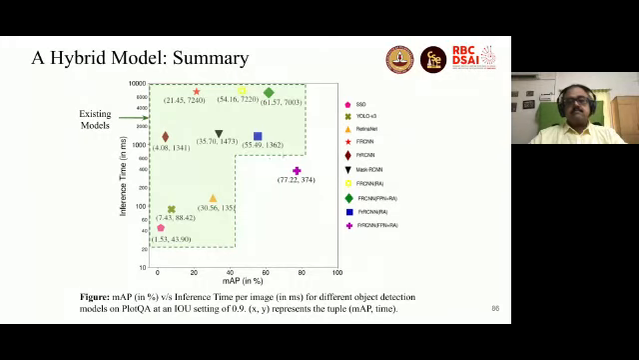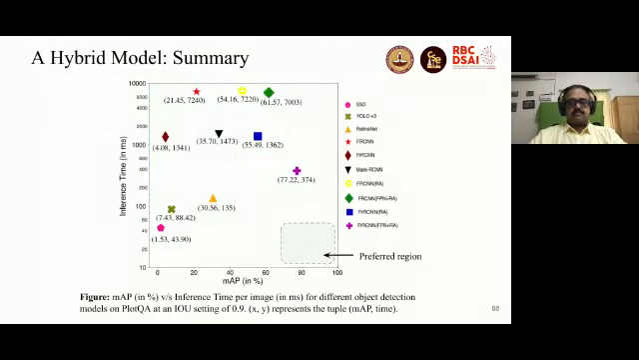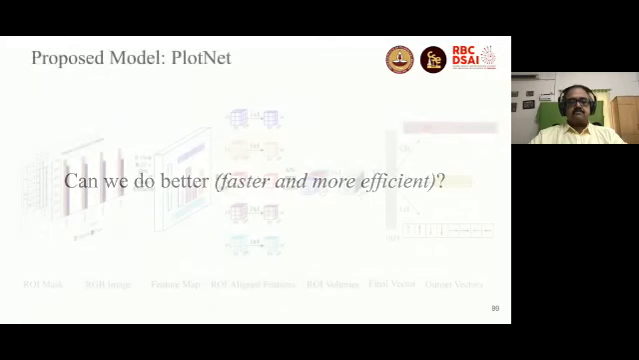The method that we proposed, which combined the best ideas from the one-stage and two-stage object detection literature, was to use a feature pyramid network, ROI align, and the backbone of Faster RCNN. It gave much better results. It's coming towards the favorable zone, but we are still not there. We still need to go into this preferred region. And to get there, we proposed a new network.